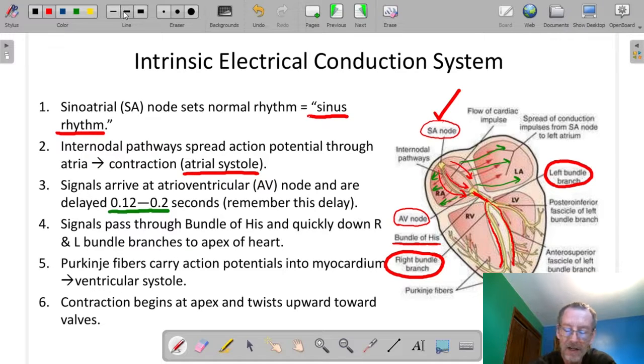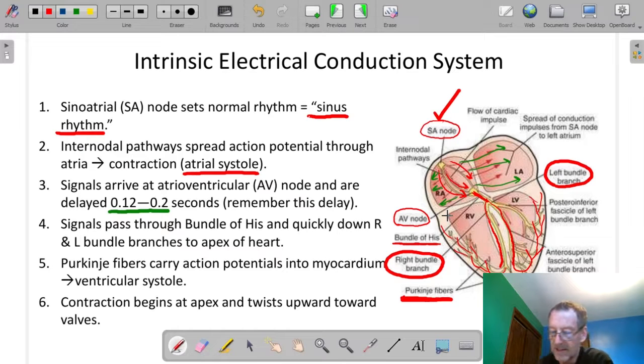And once at the apex of the heart, this conduction system reroutes the action potentials, and they go off and innervate the myocardium, the contractile muscle. And those are the Purkinje fibers. So the Purkinje fibers are the part of the electrical conduction system that actually innervates the contractile muscle of the heart, causing it to contract.